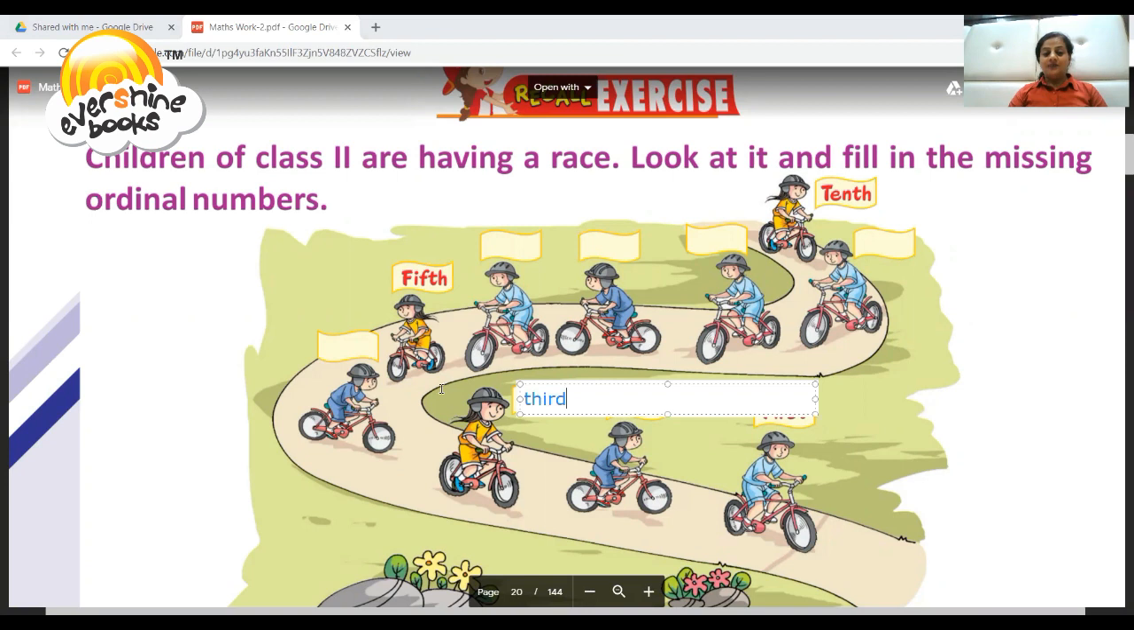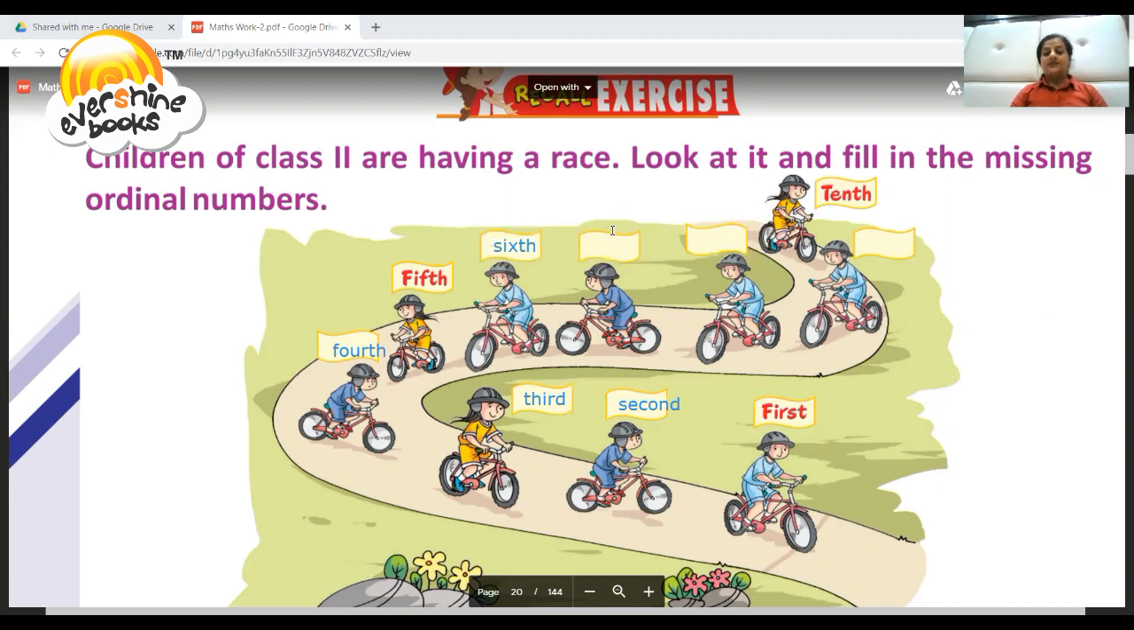Next is, the girl is third in the position. This boy is having fourth position. What is the spelling of fourth? Fourth. Fifth position is already written. Now we are going to write here. The boy is sixth in position. Spelling of sixth is SIX, and TH, sixth.